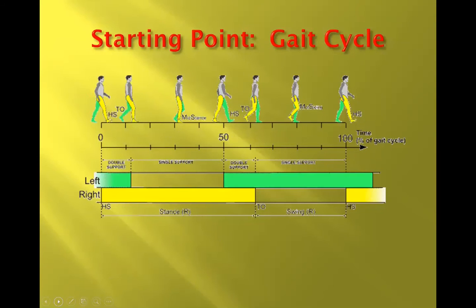Okay, so a logical place to start when we talk about the effects of any sport on the foot is to start with the gait cycle. And I think you guys have probably had the basics of biomechanics at this point, and you know about the gait cycle. So you've got a period where you have single support, meaning only one foot is holding the body weight. You have periods of double support, when both feet are maintaining the body weight.